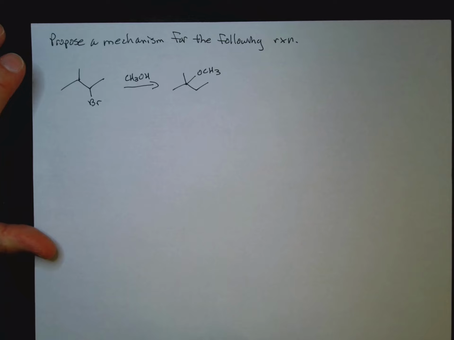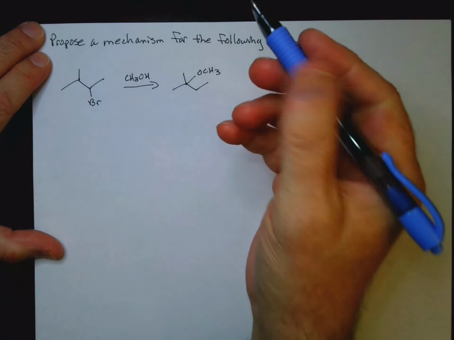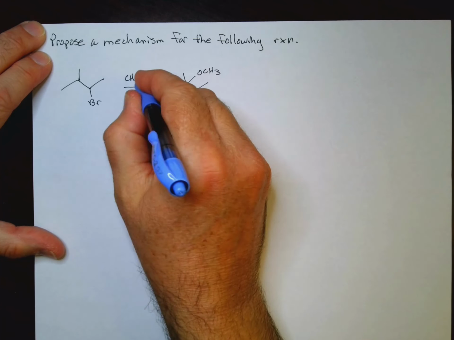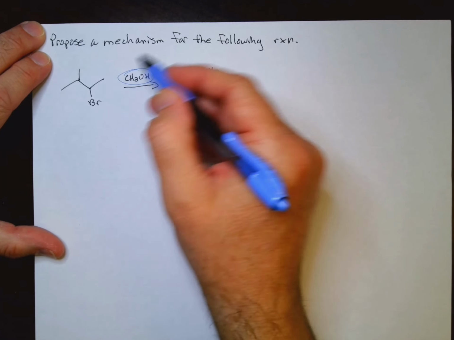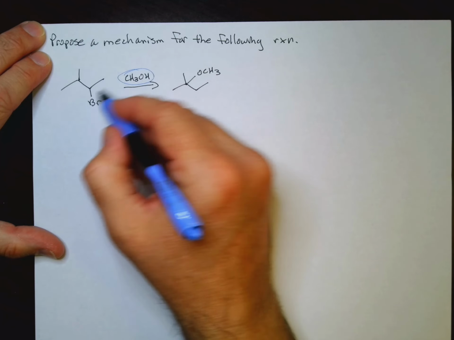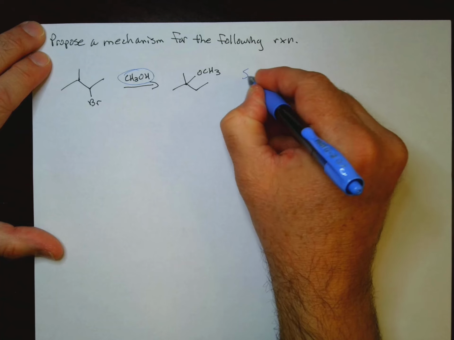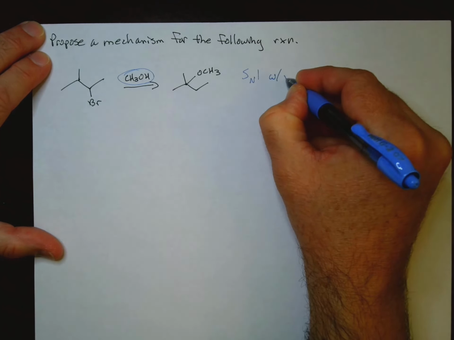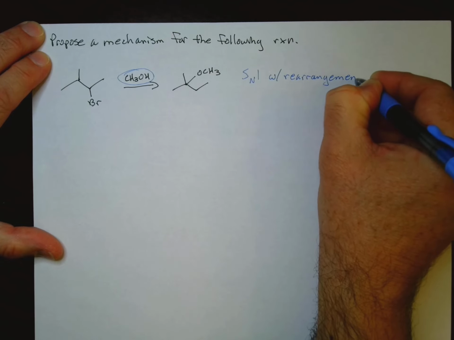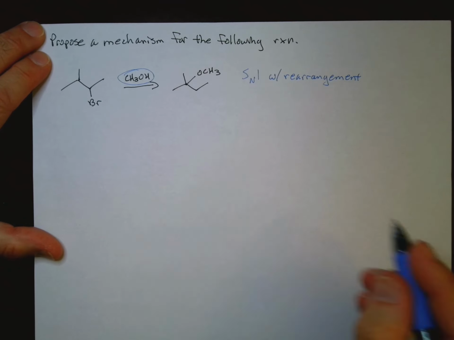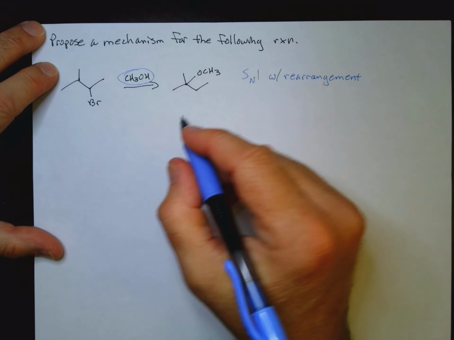Let's try to do this. Let's take a look here. Again, I can look at my reagent, and my nucleophile is also the solvent. I have a secondary, but I end up with a tertiary. So this is going to be an SN1 with rearrangement. I can't do SN2 with a rearrangement, so it has to be SN1.